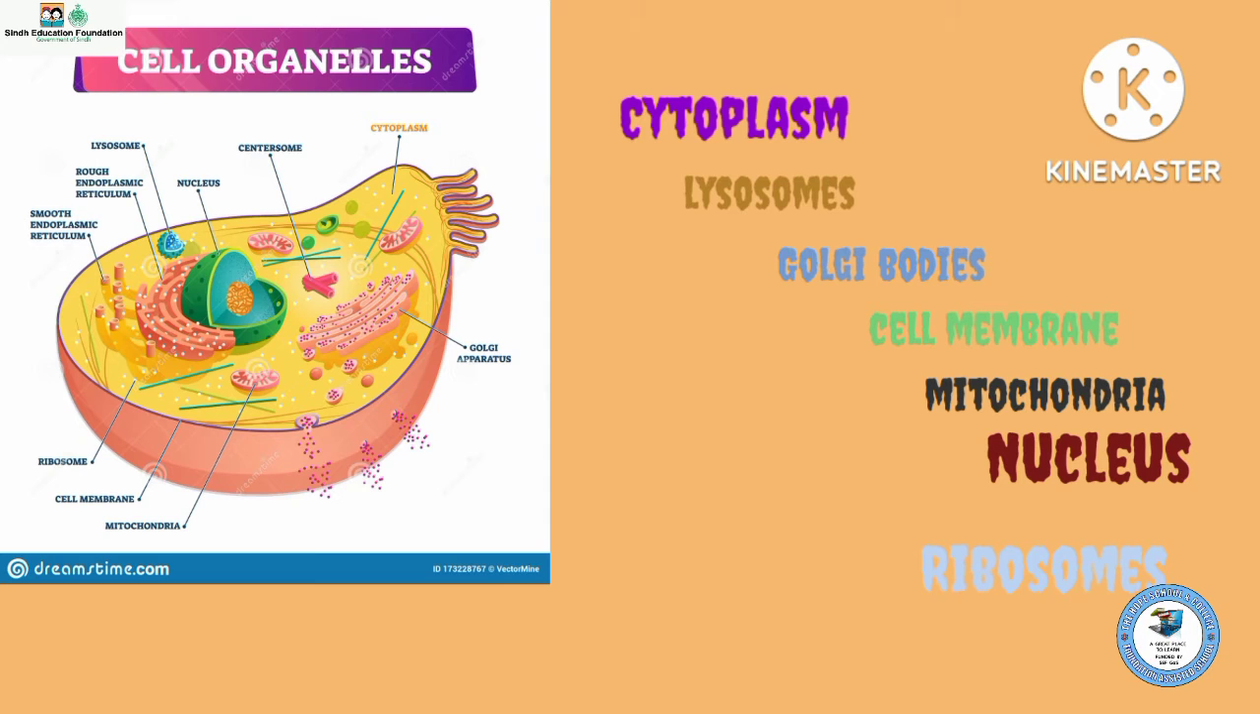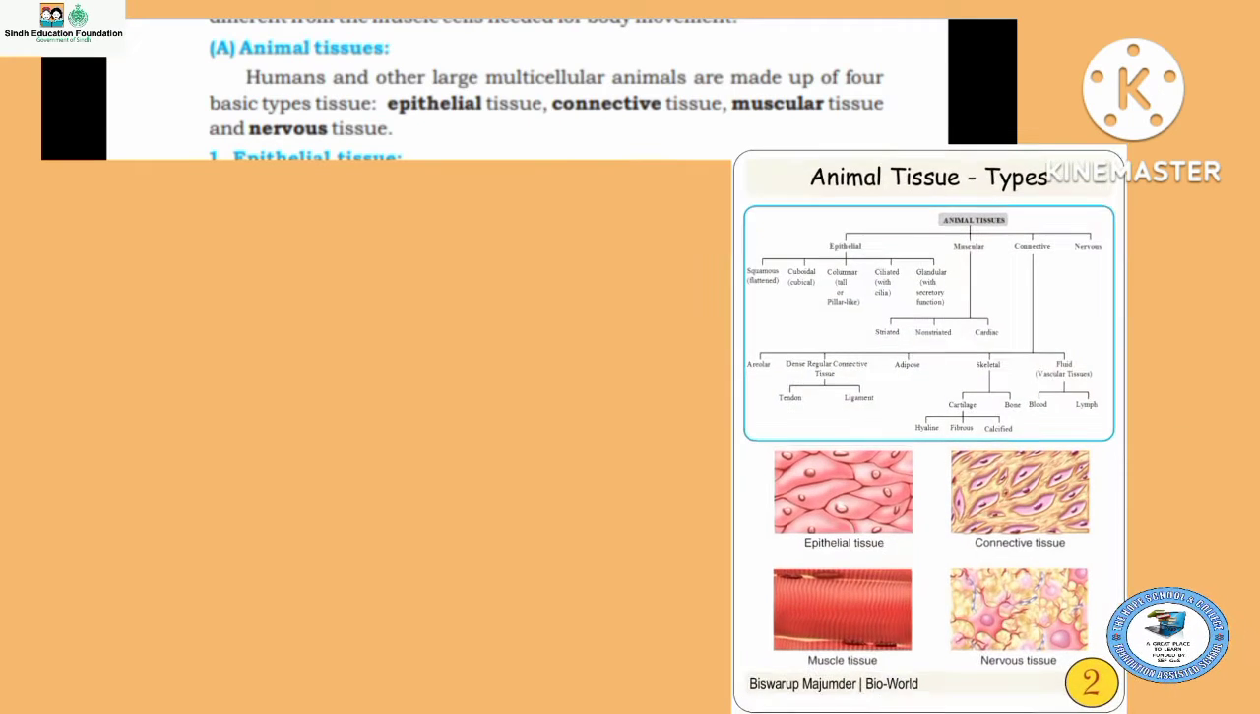Now, another subtopic is cell organelles. The cell organelles are: one is cytoplasm, number two lysosomes, Golgi bodies, cell membrane, mitochondria, nucleus, and ribosomes.